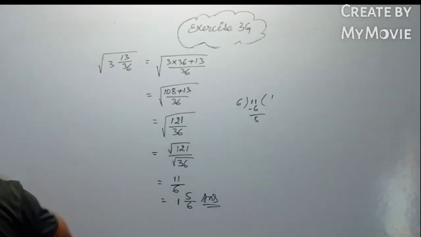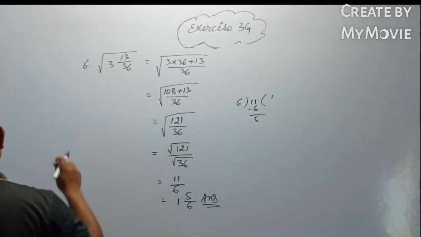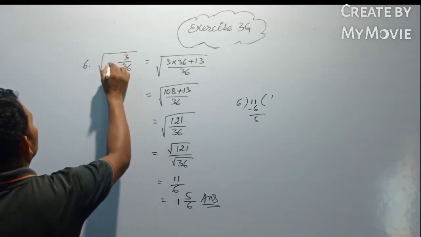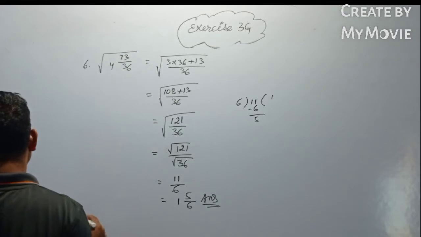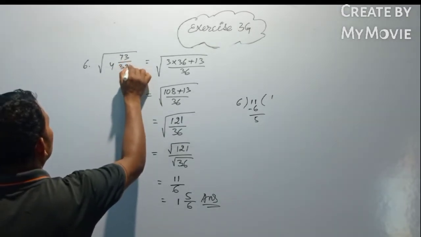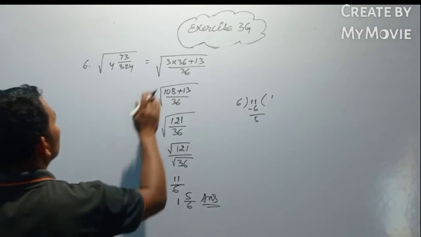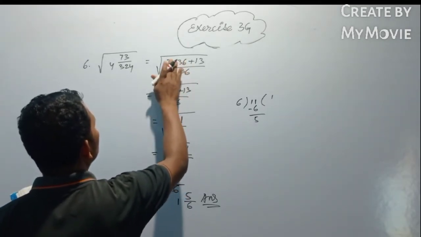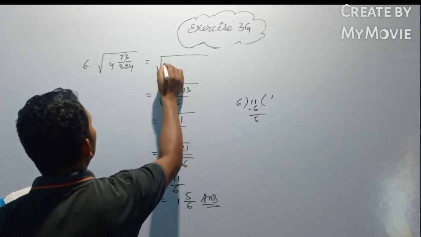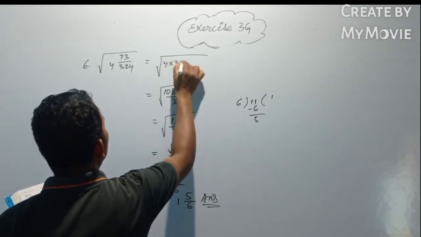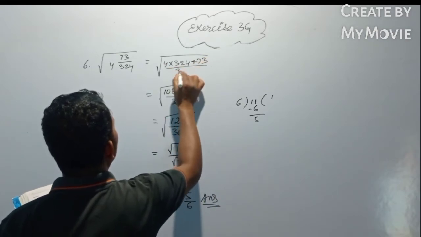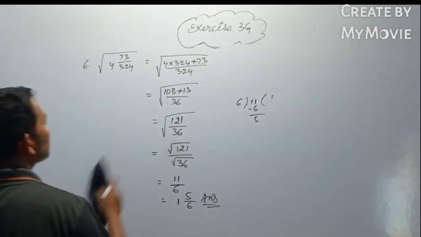Sixth question is 4 whole 73 by 324. So this will be equal to 4 into 324 plus 73 upon 324.